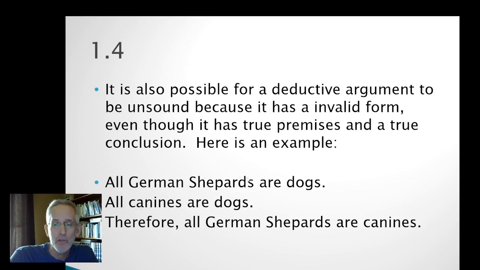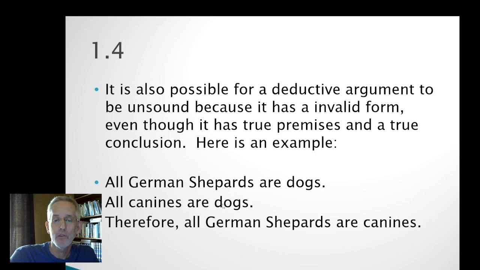So all German Shepherds are dogs. That's true. All canines are dogs. That's true. Therefore, all German Shepherds are canines. That's true. So the premises are true and the conclusion is true, but I changed the pattern from the other argument. The terms are arranged differently. Right? I've got dogs, the term that is shared between the premises, stuck over here on the ends of the sentences, and we'll talk about what all those positions mean later on in the semester. But since I changed the pattern, it happens to be a bad pattern, or an invalid pattern, where the premises don't really provide support for the conclusion.